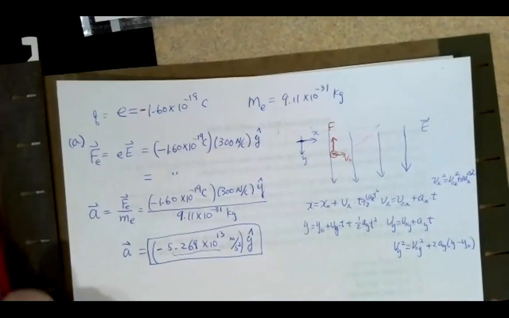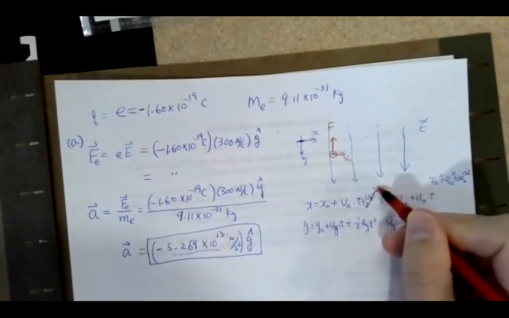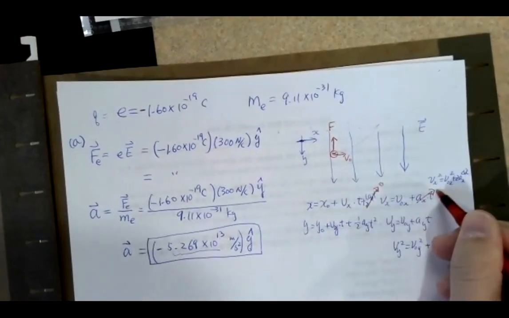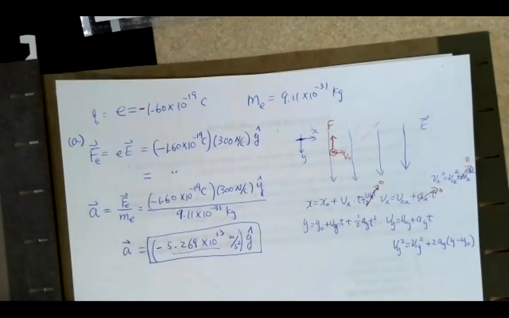So you can see your acceleration is only in the y direction. So that means ax will be 0. Okay, so this term is 0 actually. This term is 0, and then that term is 0 too. So ax is 0. You don't have to worry about ax.